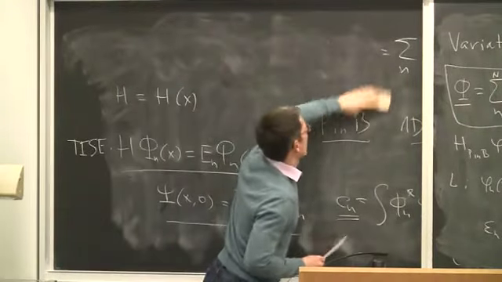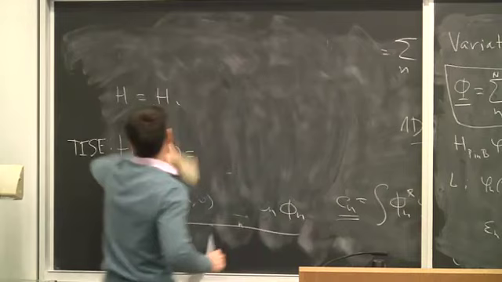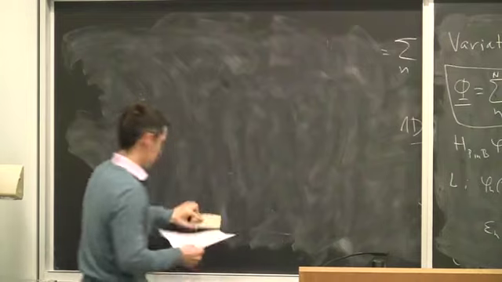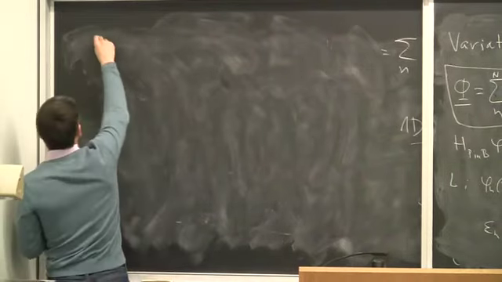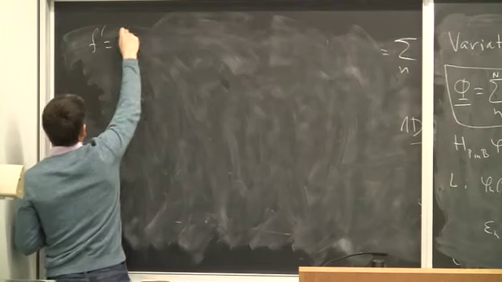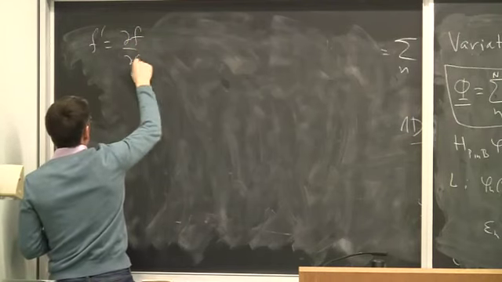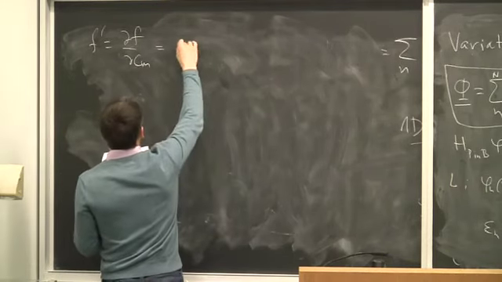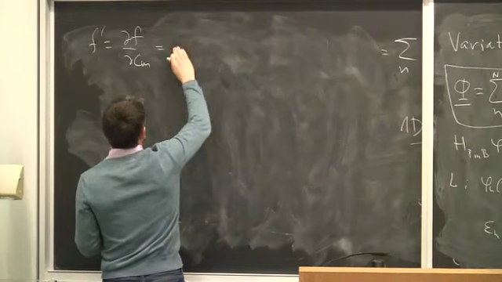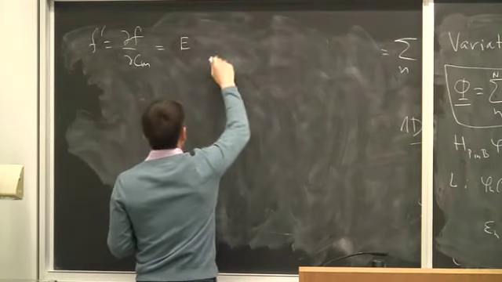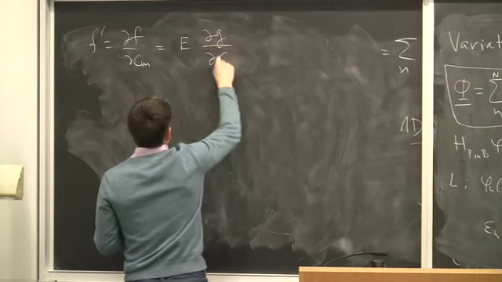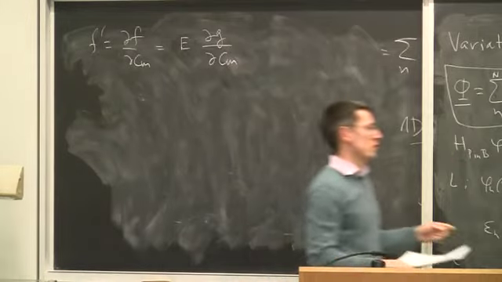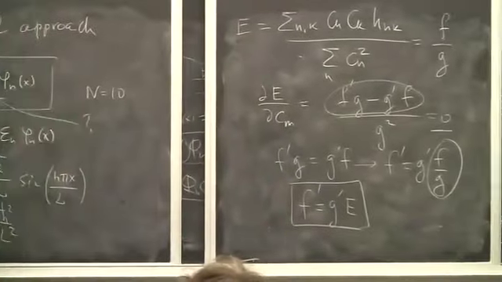Now we will find what f prime and g prime are and formulate the equation. So f prime is our partial derivative of f with respect to cm, and it's equal to, well, our energy, and then dg over dcm. Right, that's exactly the expression I wrote here, now using the partial derivatives.